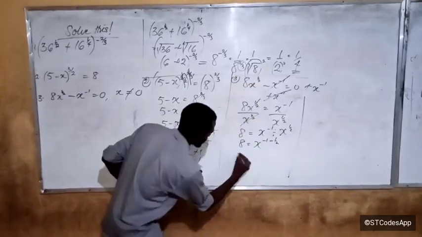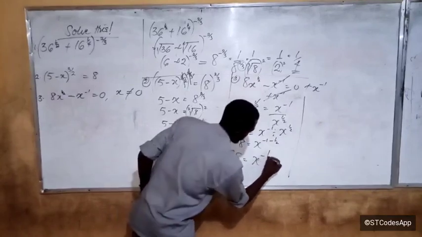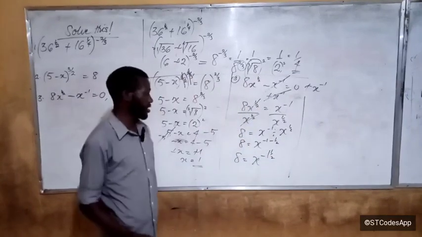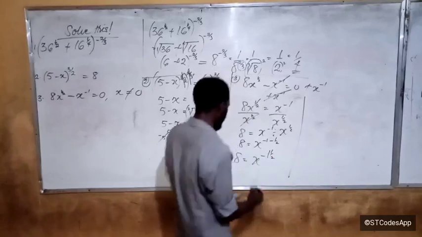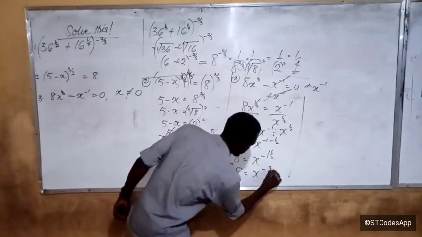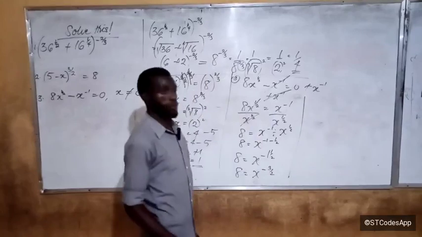Let's continue here. 8 equal to x raised to power minus 1 minus 1 over 2. Is that okay? This becomes 8 is equal to x raised to the power minus 3 over 2. 2 times 1, 2 plus 1, 3 over 2.